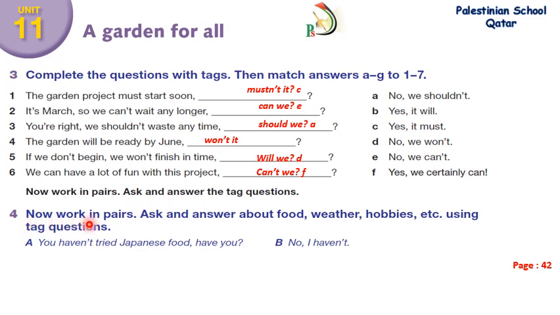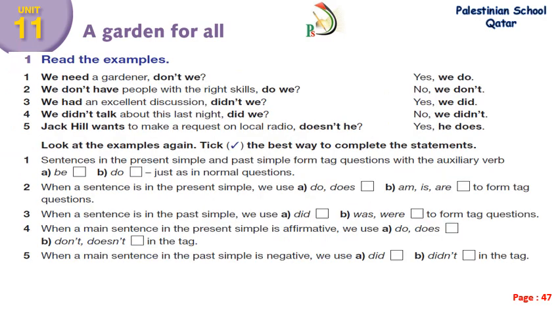Exercise 4. Now work in pairs. Ask and answer about food, weather, hobbies, etc., using tag questions. A. You haven't tried Japanese food, have you? No, I haven't. Please try to answer this exercise. It's very, very easy, and the answer is available. Let's go to complete the exercises on another page.